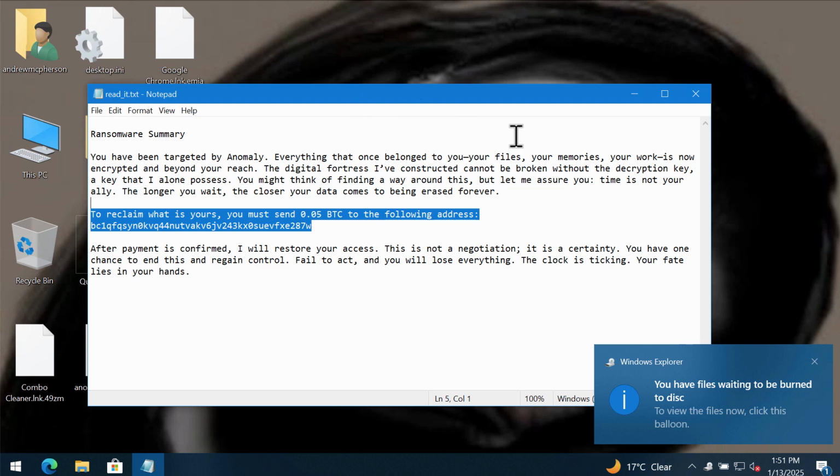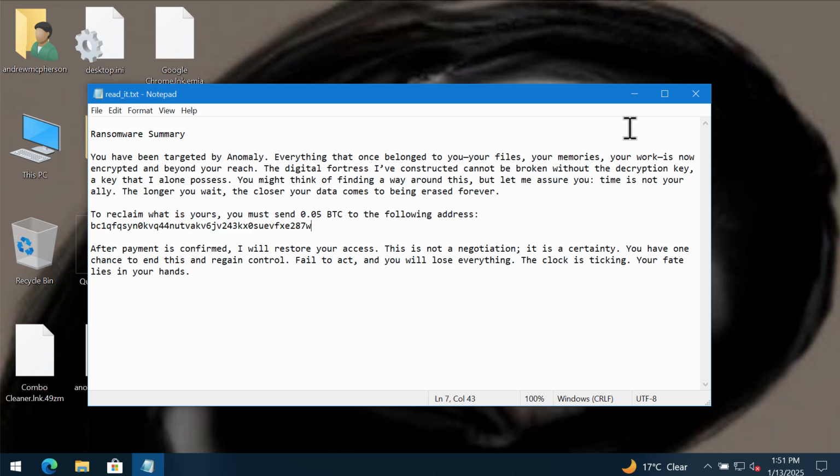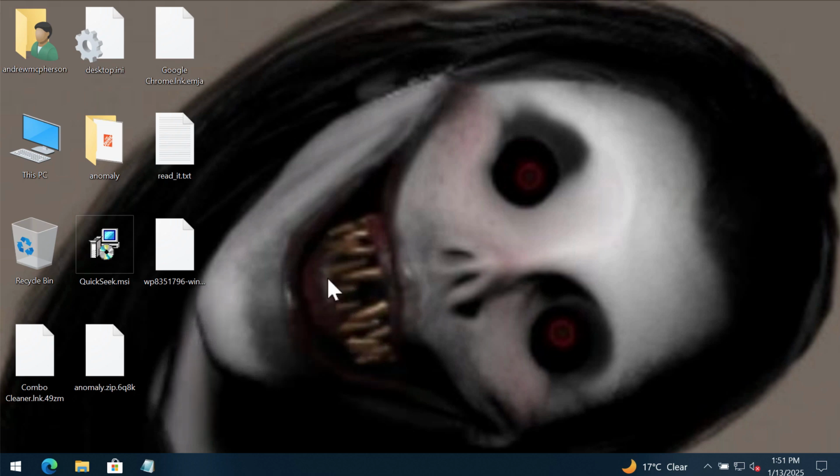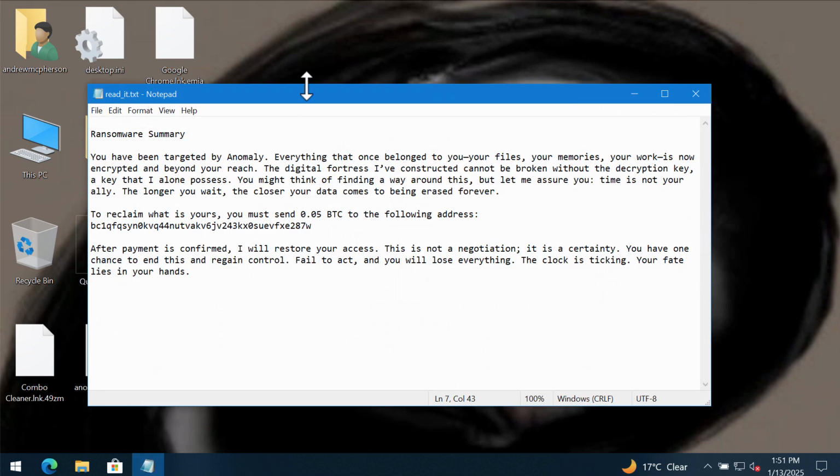The ransomware reveals this ransom note titled as readit.txt, and it briefly tells the victims to pay the ransom, supposedly for file restoration. Paying the ransom is not a good idea. Don't waste your money and don't pay the ransom.